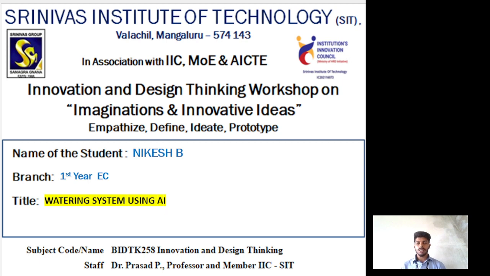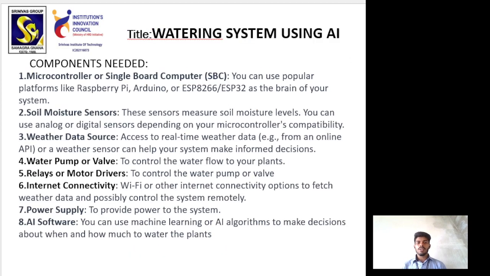I am here to discuss a topic about a water system using AI. Here, all the components needed for building the circuit are a microcontroller or a single board circuit (SBC), soil moisture sensor, weather data source, water pump or valve, relay motor devices, internet connectivity, power supply, and AI software. These things are needed for building the circuit of the model.